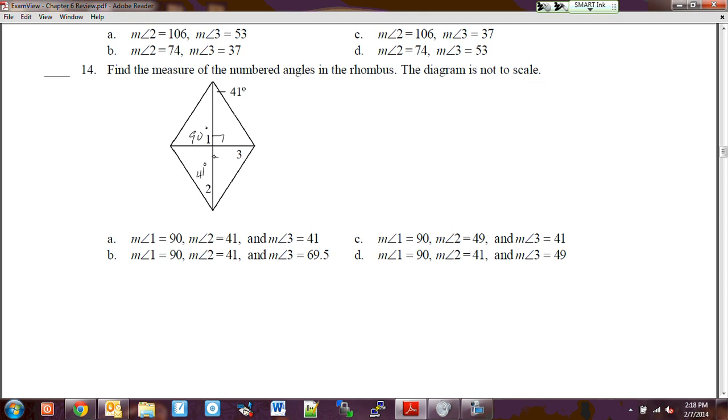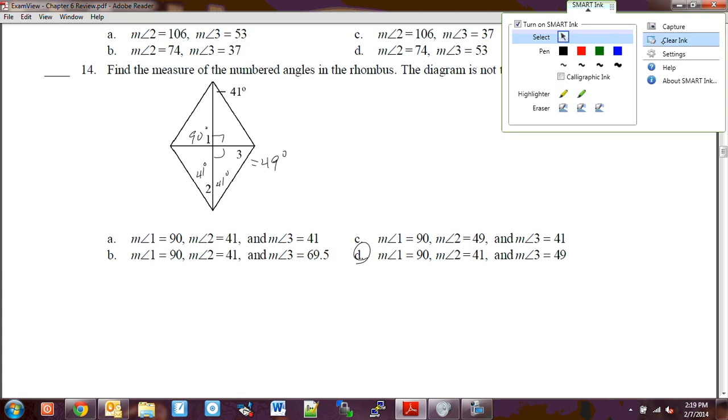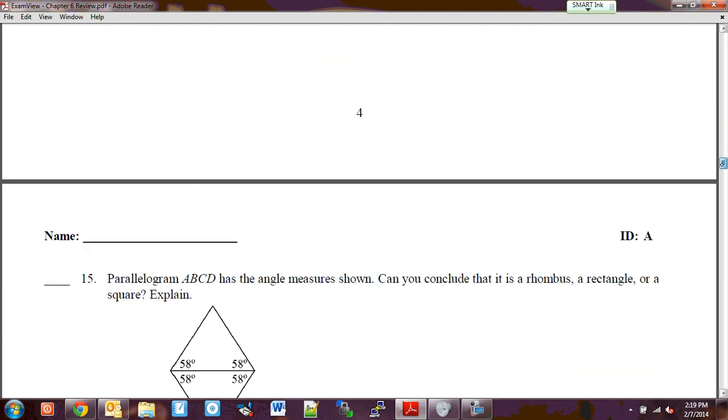All right, so we know this is 90 and this is 41. So add those together and subtract it from 180. 90 plus 41 is 131. 180 minus 131 is 49 degrees. So angle 3 here is 49 degrees. So 1 is 90, 2 is 41, 3 is 49. So it looks like the answer is letter D for number 14, letter D. Okay, moving right along. If I go too fast, just simply rewind me.